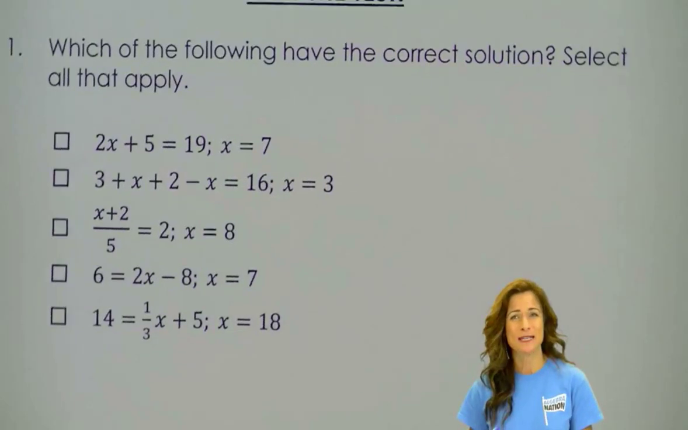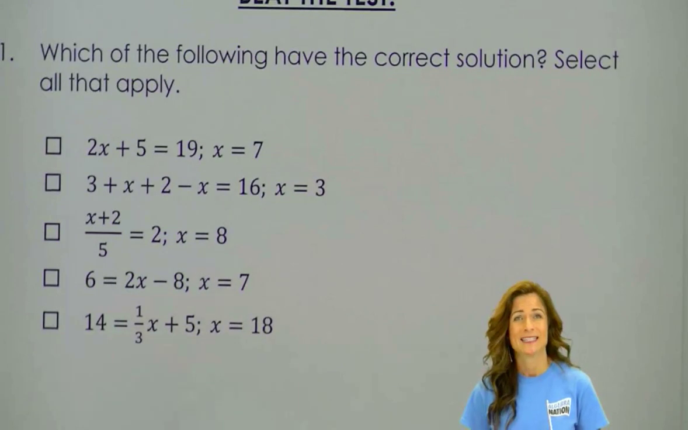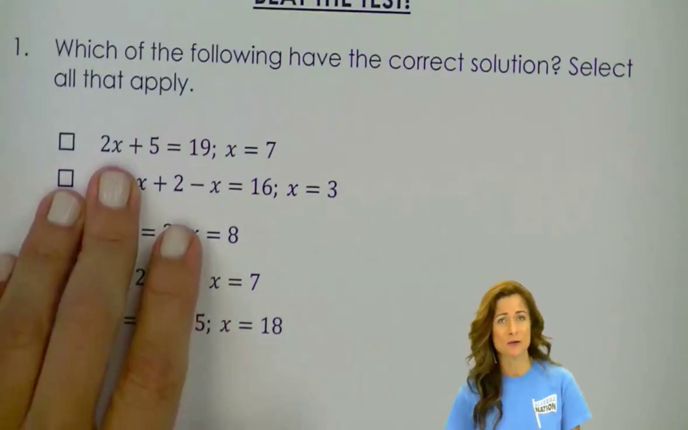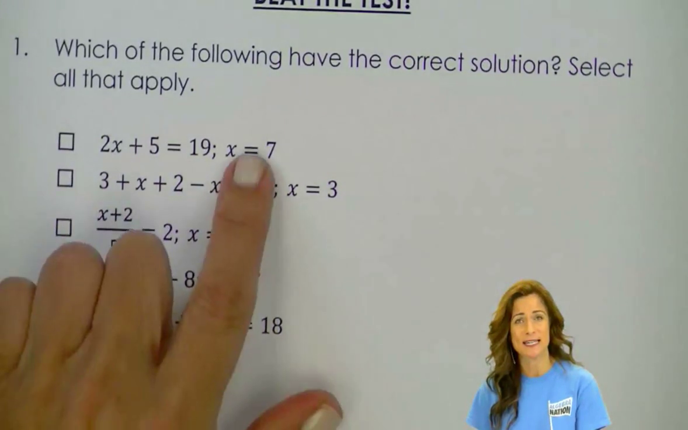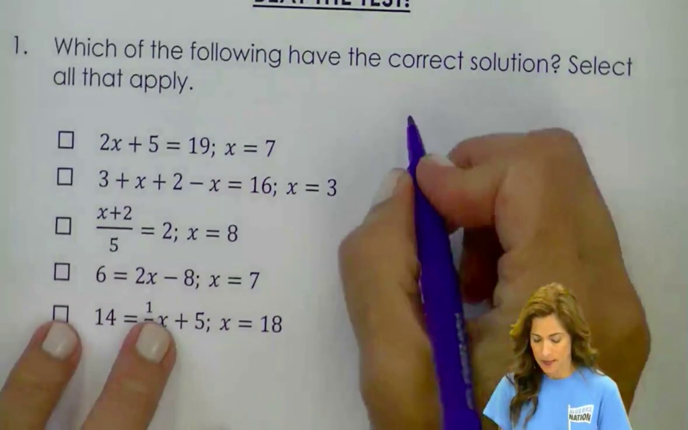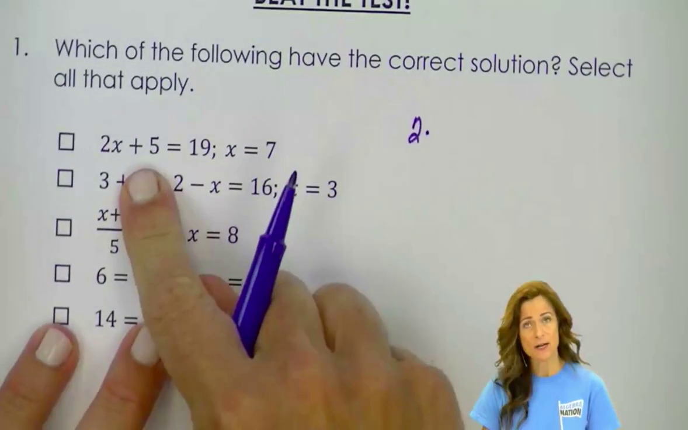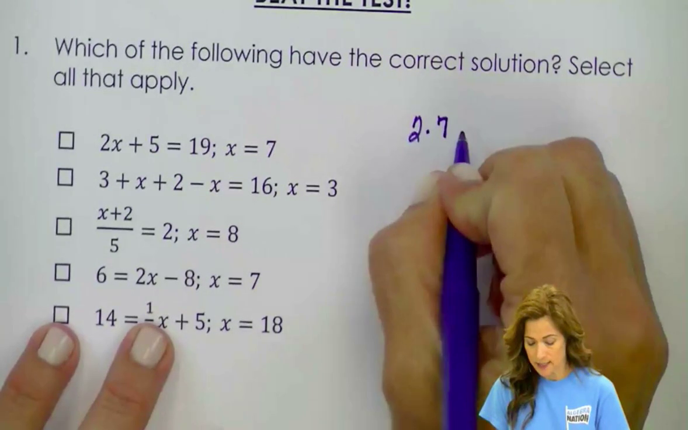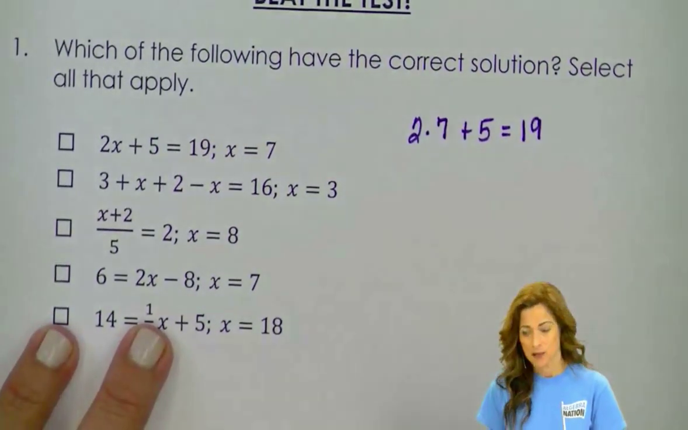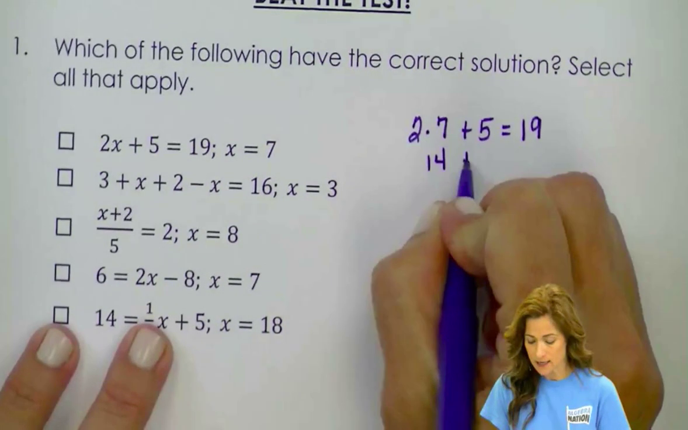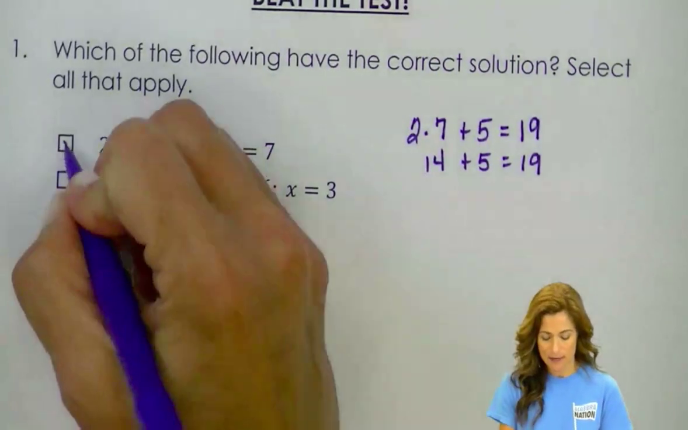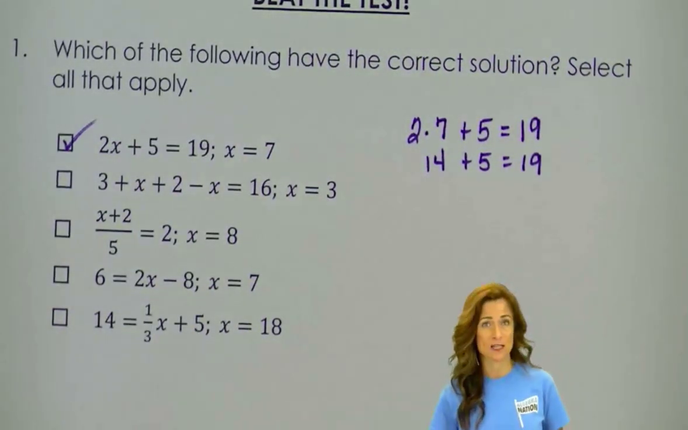Which of the following have the correct solution? Select all that apply. Okay, so in this first one, I have 2x plus 5 equals 19. Is this true for x is equal to 7? Well, let's see. I would substitute in 7 for x, so I would have 2 times 7 plus 5 equals 19. Well, 2 times 7 is 14, and 14 plus 5 equals 19, and that is indeed a true statement. So that would be the correct solution.